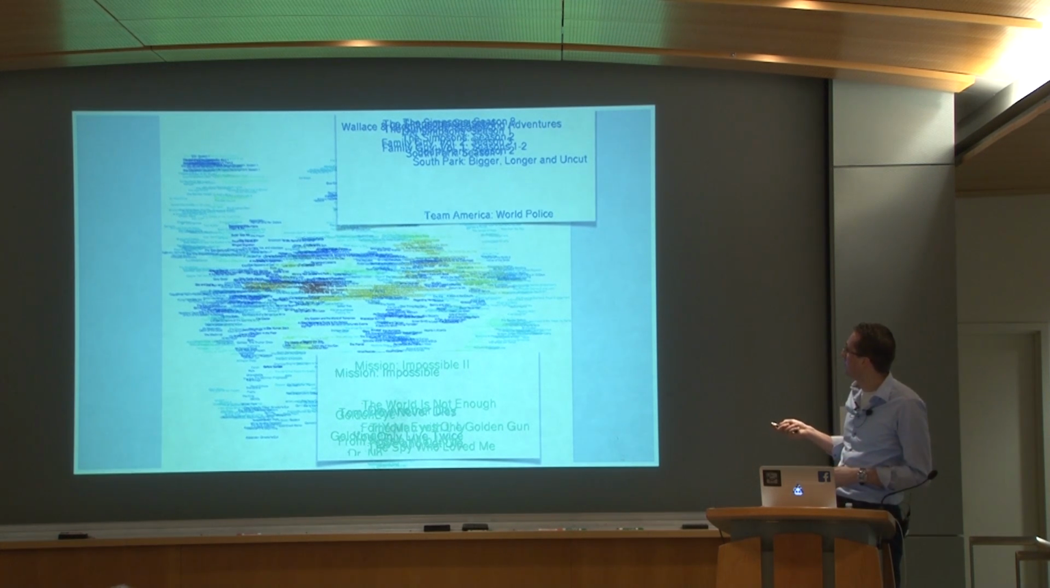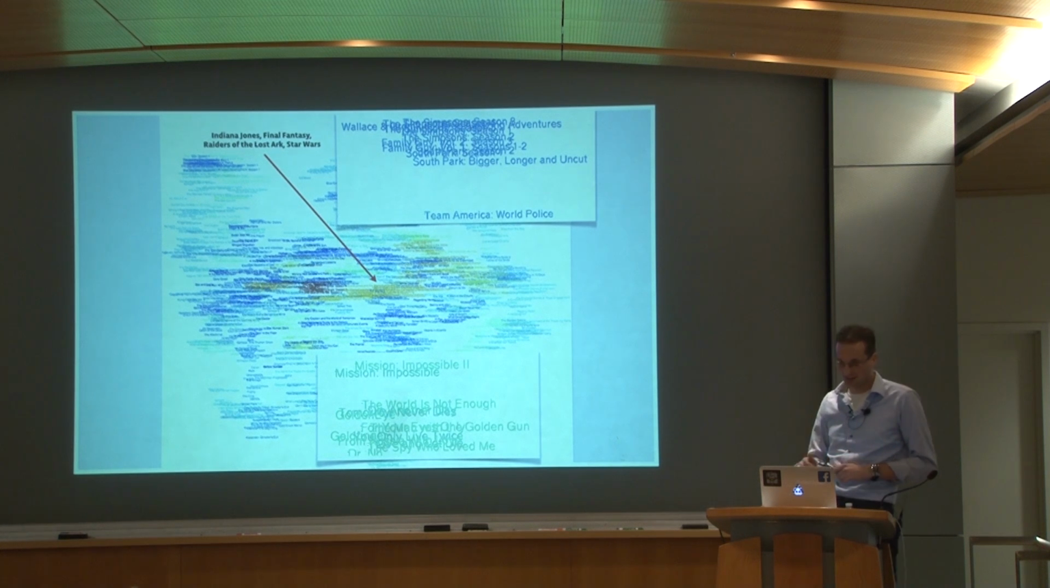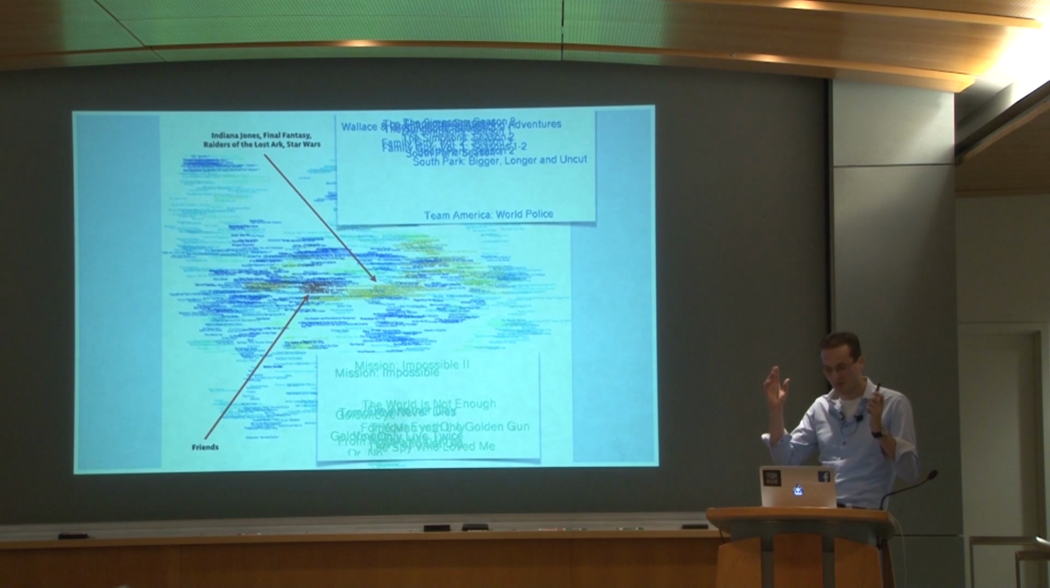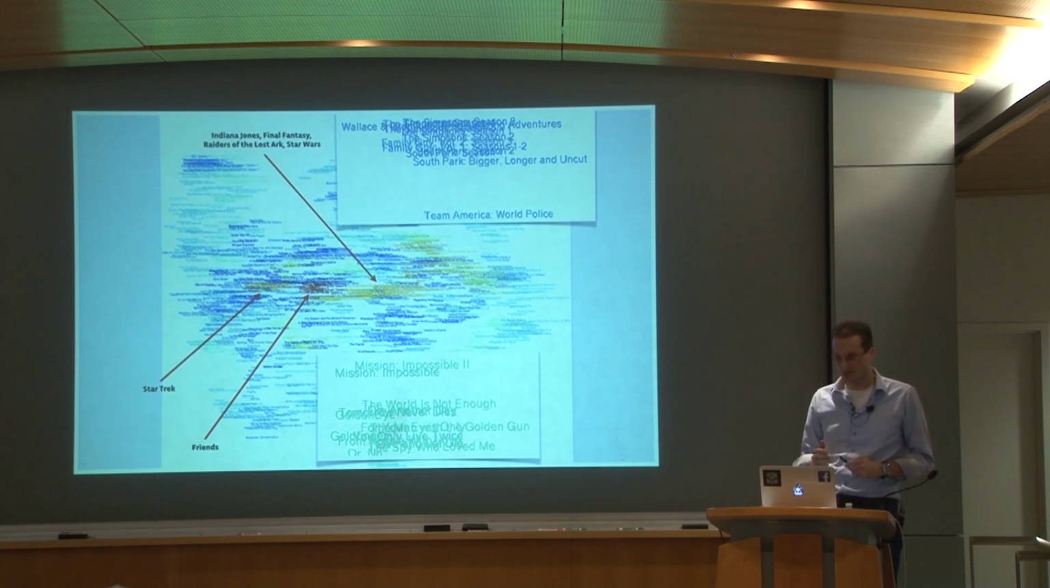Other things that immediately are visible are these colored clusters right here. That orange cluster there is Indiana Jones, Final Fantasy, Raiders of the Lost Ark, and Star Wars. So this is nerd territory, basically. The red ones over here are Friends season 1 to 20. I don't know how many seasons there were, but all of them were there. And the orange guys are all the Star Trek ones, which are not entirely with the Star Wars movies, which also makes sense. So these are the kinds of visualizations you can try to do.